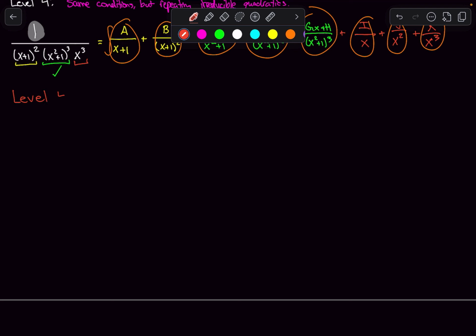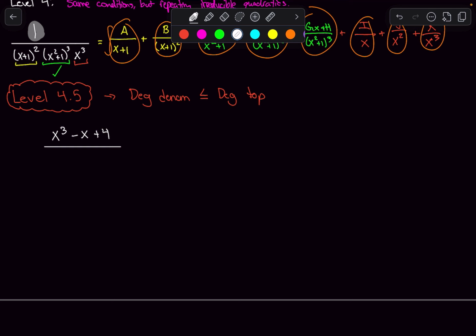Level 4.5. And so this one, we've really exhausted everything in terms of what to do with the different denominators. This one is what happens when the degree of the denominator is equal to or less than the degree on top. So basically what happens if you have something like x cubed minus x plus 4, and on the bottom you only have a term like x squared plus x plus 2 or something, right?